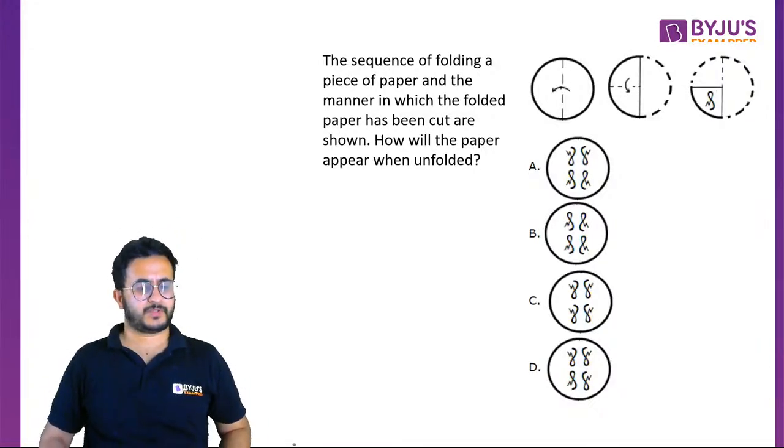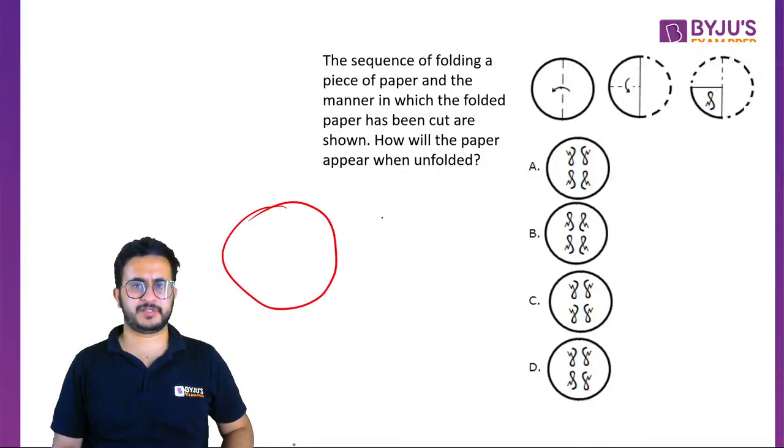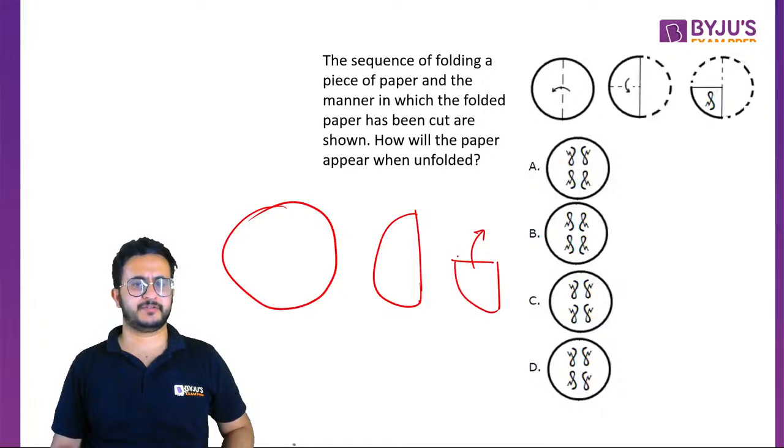So what is happening in this? We are folding it this way and then folding it down, right? So earlier the circle became a semicircle, and then it became a quarter circle. So when we open it back, what will happen? It will have a water image of this, right? Reflection. So if we have this kind of shape, like this S kind of thing, this S will look like this, and then there will be some shape like this with some design like this.